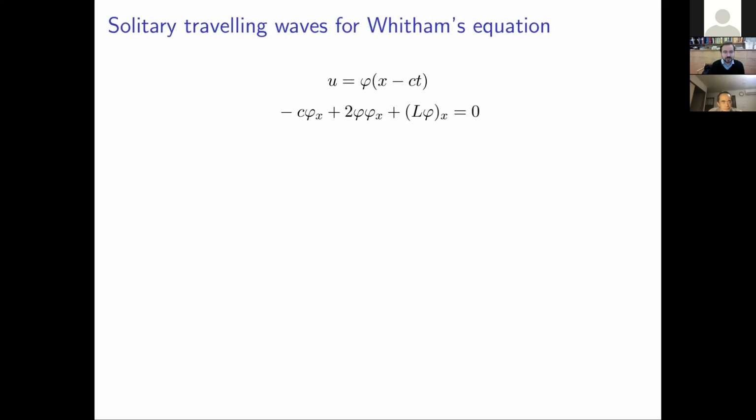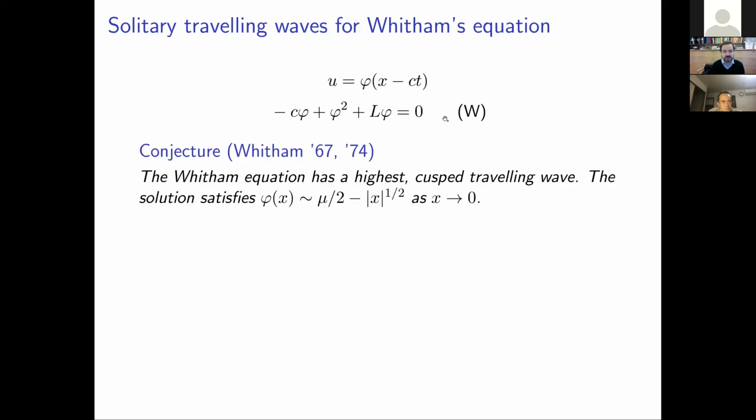Okay, so now let's return to the main topic, which is solitary traveling waves. So then we make the standard traveling wave ansatz. I will use phi whenever we have a wave profile for a traveling wave, and c is the wave speed. So if we plug this into the equation, we get this, which we can integrate. Assuming that phi decays to 0 at infinity, we don't get an integration constant. We get this equation, which I will call W.